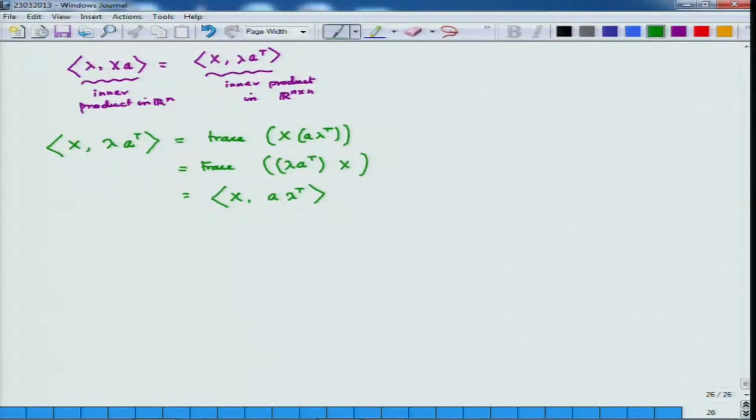Once you have seen this, I can also write lambda x A as x of A lambda transpose plus lambda A transpose, these are matrices, divided by 2. So this is now a symmetric matrix. This is homework. It is very simple, you just have to observe these things. Half of this plus half of this is this.